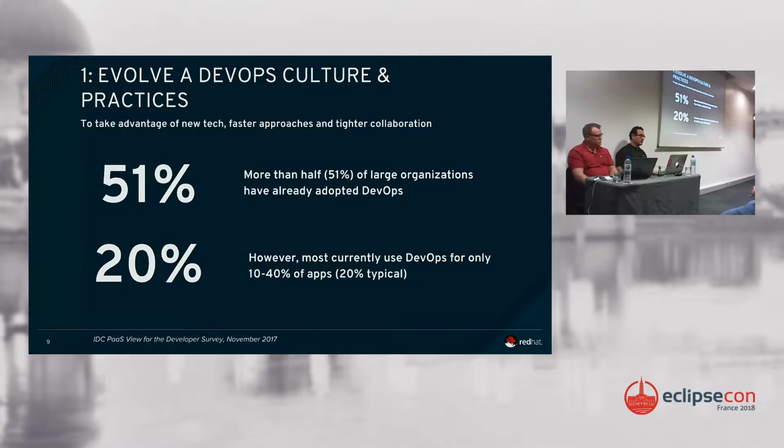So the first one is evolve a DevOps culture and practices. As I mentioned before, there are many new technologies, faster approaches, as well as, in cloud-native application development, tighter collaboration across different teams. So organizations realize that evolving a DevOps culture is important. In fact, an IDC survey for developers done at the end of last year revealed that 51% of large organizations had already adopted DevOps processes. And within those, 20% were using DevOps for only 10 to 40% of the application. So there's still room to grow in that case.